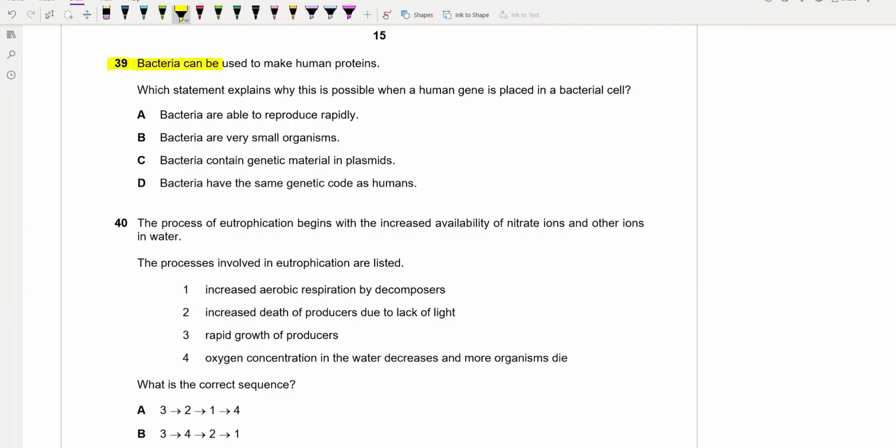Question number 39. Bacteria can be used to make human proteins. Which statement explains why this is possible when a human gene is placed in a bacterial cell? Option A says bacteria are able to reproduce rapidly, which is wrong. Option B says bacteria are very small organisms, which is wrong. Option C says bacteria contain genetic material in plasmids, which is wrong. And option D says bacteria have the same genetic code as humans, which is correct. So the correct option would be option D.